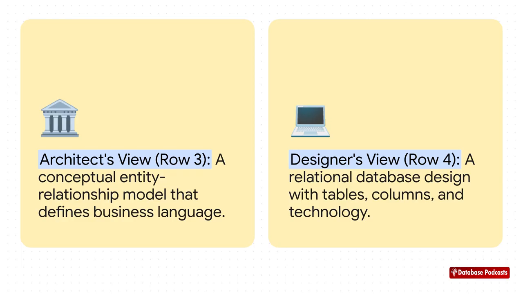Now, this is where it gets really interesting, because this slide clears up a ton of confusion. When you're working from the architect's view in row 3, you're building a conceptual model. You're talking about business things like customers and products. But when you move down one level to the designer's view in row 4, you're getting technical. You're designing the actual database tables, the columns, the data types, the stuff a specific database system can actually understand. It's the same topic, just 2 totally different zoom levels.